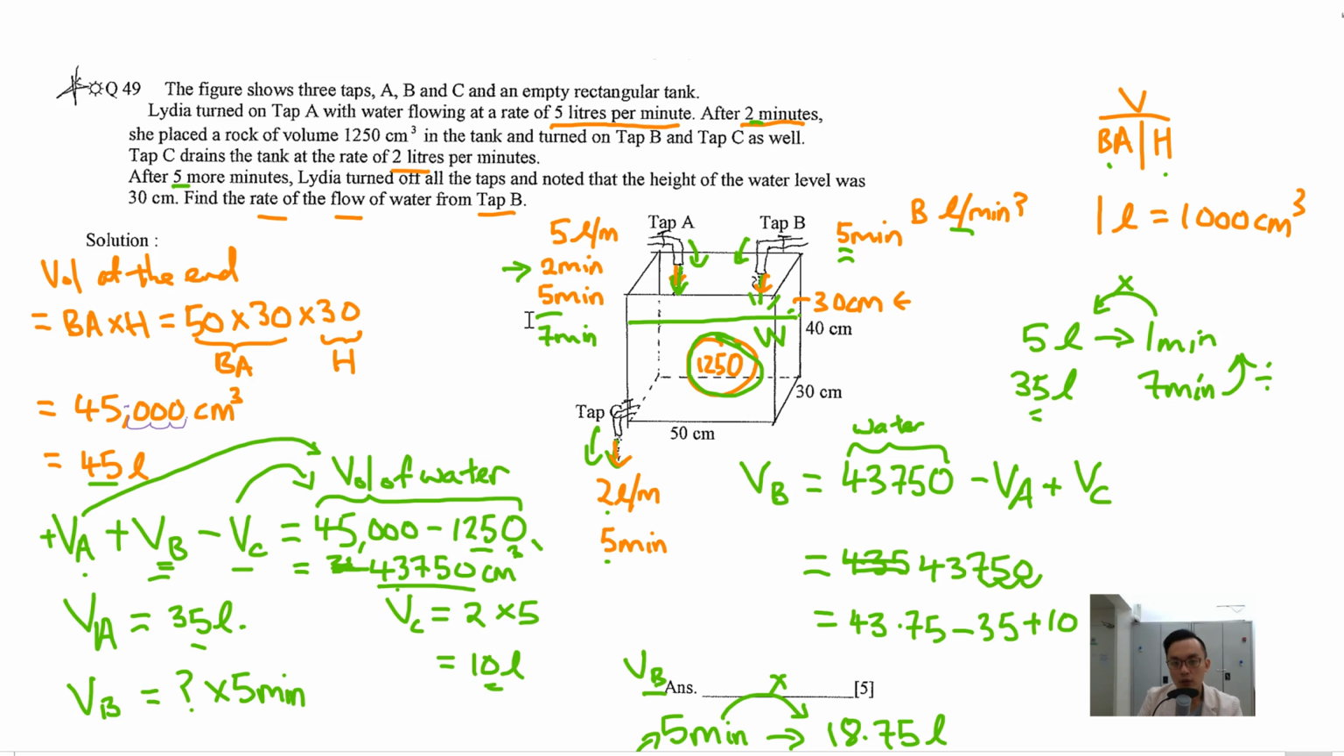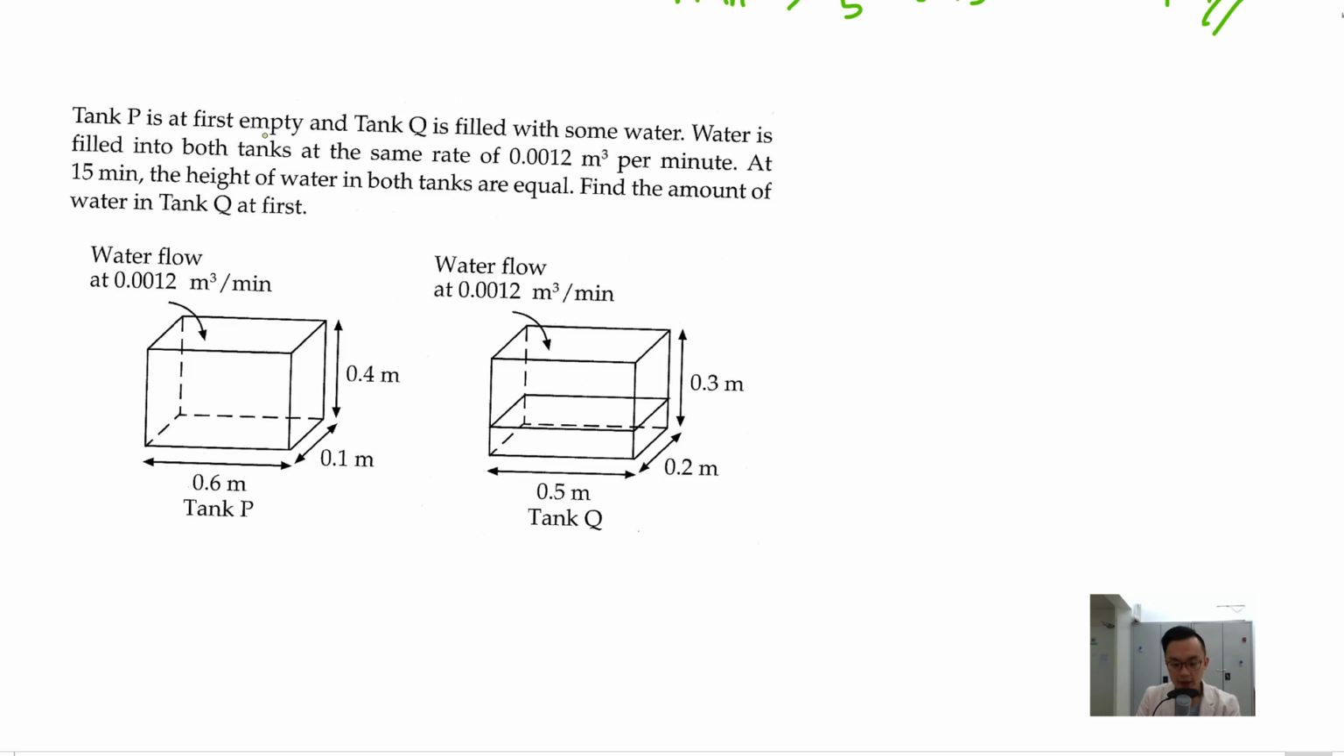So now try and do it yourself. All right, if you cannot do it, at least be able to label out the entire diagram with the 2 minutes, 5 minutes, understand how you get 2 and 5, understand how you get the 5 minutes, the 30 cm, tap C is 2 liters, and be able to come up with this equation. Once you can come up with this, right, it's like 50% solved. Okay, let's look at the next question.